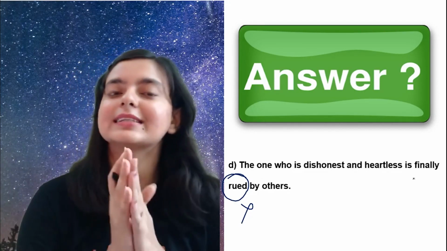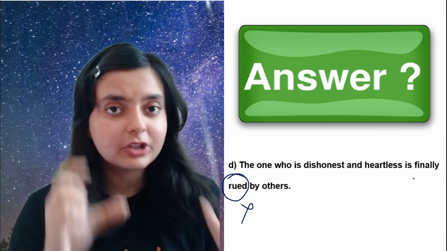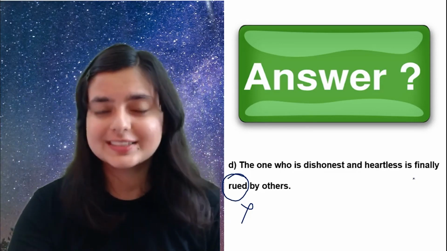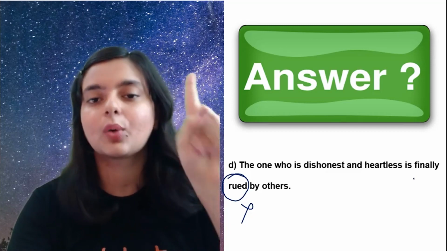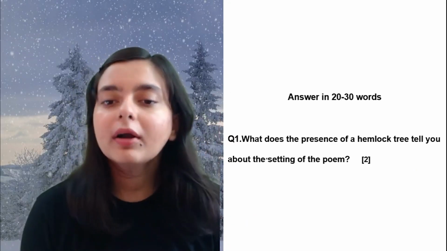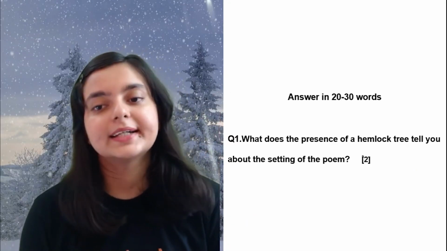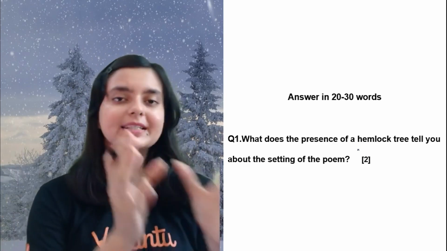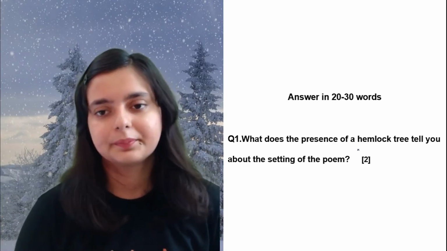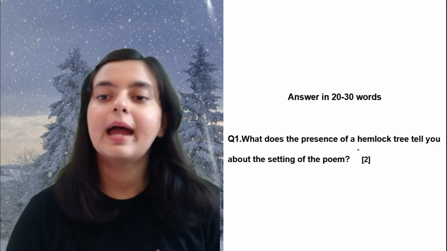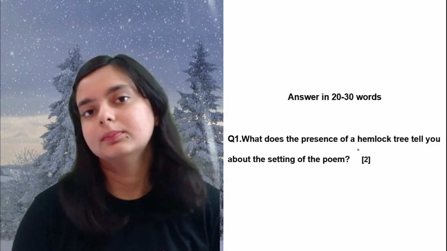Are we ready for the subjective question? I want the same intensity of participation for the subjective questions as well. So the very first question: What does the presence of a hemlock tree tell you about the setting of the poem? Very, very simple. Please do let me know your points for the answer. What does the presence of a hemlock tree tell you about the setting of the poem?